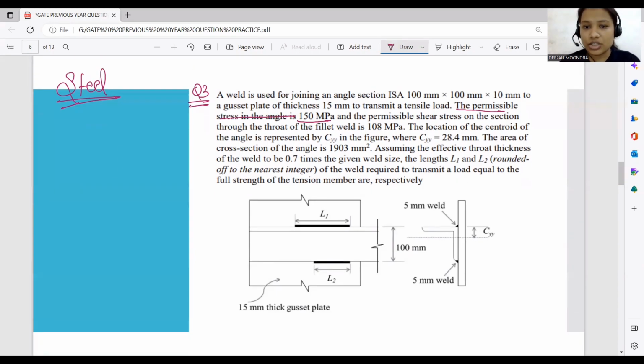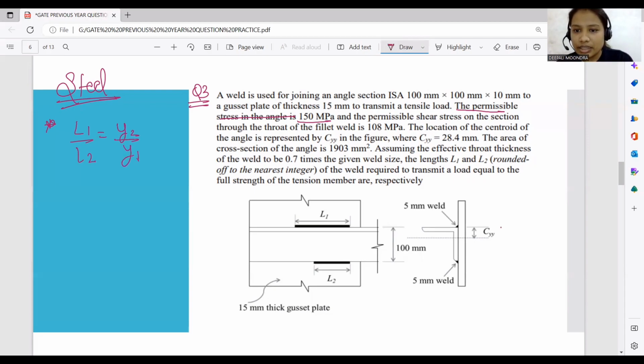Before starting this question, there is a very important trick you need to remember. In steel, for this type of question, if we are using a fillet weld at, let's say, L1 and L2 distances, the relation between L1 and L2 is Y2 by Y1. Now, what are Y2 and Y1? These are the distances from the CG: this is Y1 and this is Y2. So one of the relations we will be using is this.